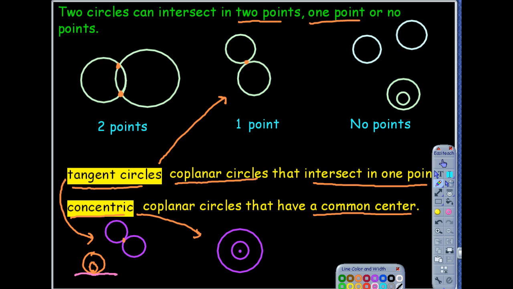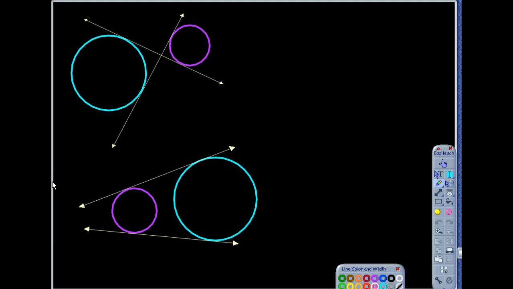Gotcha. All right, so on this slide we have two scenarios, and we want you to decide what's going on. We've drawn in the common tangents. Decide if they're common internal or common external. First of all, why are they common tangents? Because those two lines only touch the circles at one point, and they're tangent to both of them. The key is that they're tangent and common to both, because they're on both circles.